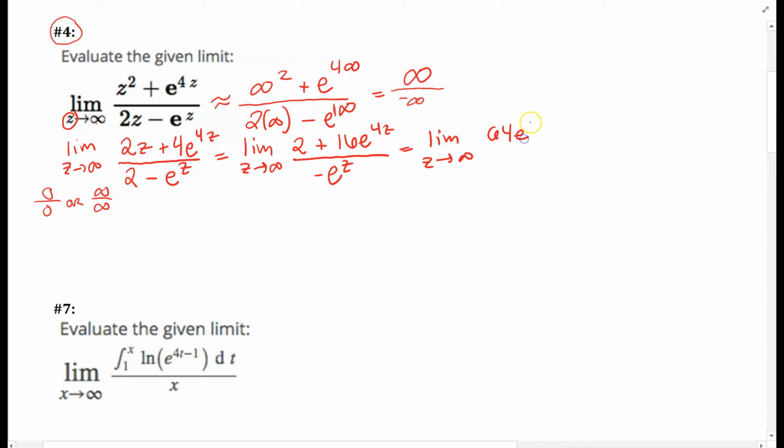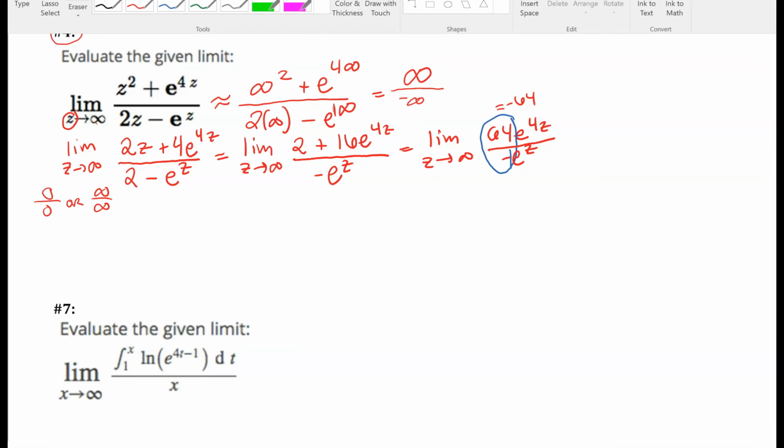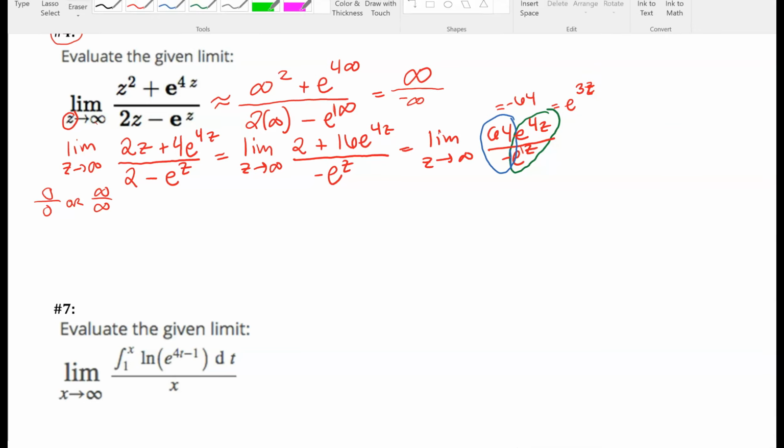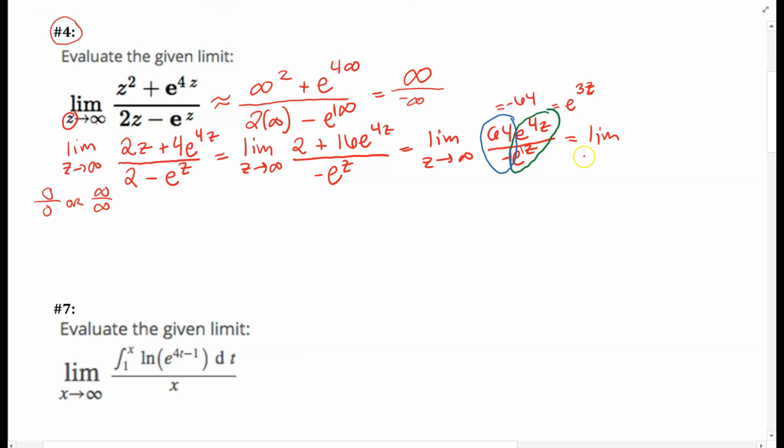And so the numerator is now 64 e to the 4z all over negative e to the z. So I can simplify a little bit right here. I can think of negative e to the z as negative 1 times e to the z. 64 divided by negative 1 would equal negative 64. And then e to the 4z divided by e to the z would equal e to the 3z, because you can subtract powers: 4z minus 1z is equal to 3z. So then this whole quantity turns into negative 64 times e to the 3z, and I'm letting z approach infinity.